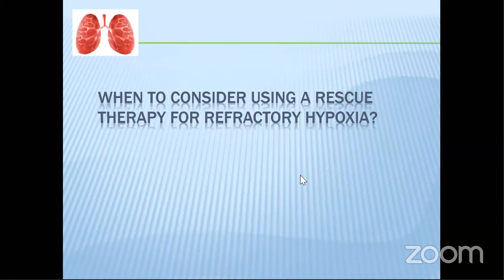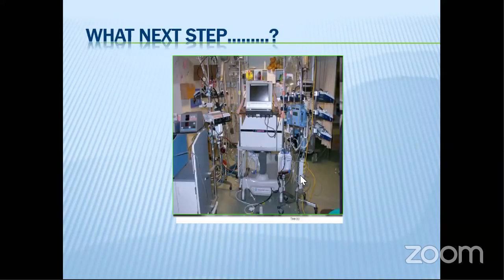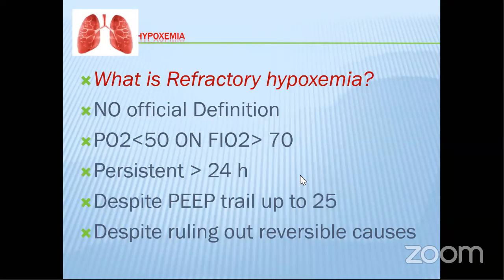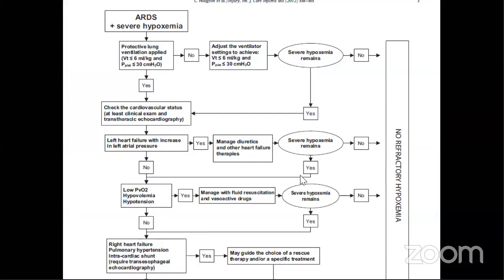So when do you consider your patient for rescue therapy? We don't have an official definition, but we may consider it if the patient has PO2 less than 50 on FiO2 more than 70, has refractory hypoxemia, you have already increased the PEEP, and you have ruled out reversible causes. At this time, you should consider your patient to have refractory hypoxemia, refractory to the management of conventional mechanical ventilation. Before going for rescue therapy, you should be sure of 3 or 4 causes.